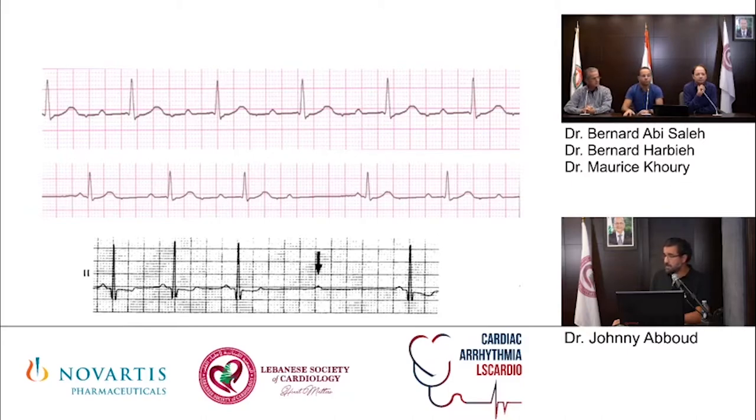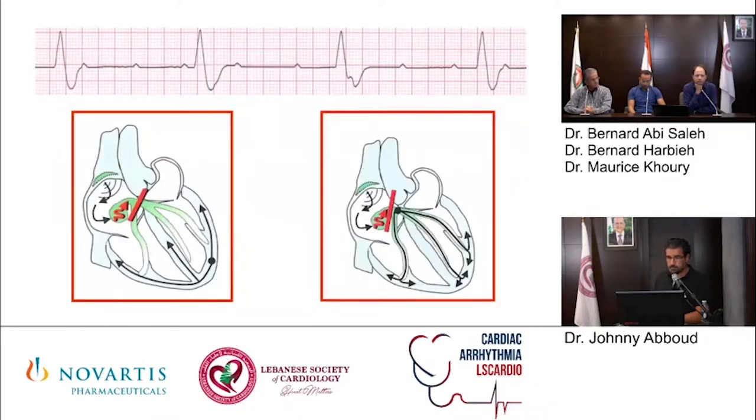And in the third one, you will see a blocked P wave without prior prolongation of the PR interval. So this is the dangerous form, the second degree Mobitz 2. And usually this is an indication for the implantation of a pacemaker, like you'll see in the guidelines.